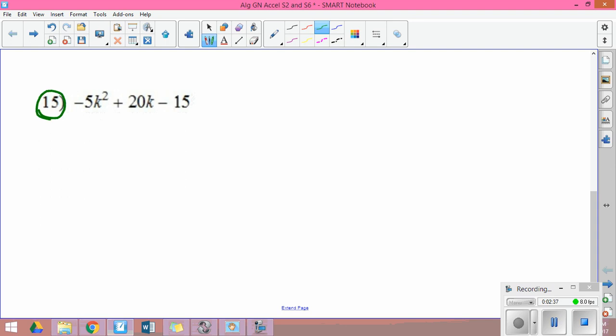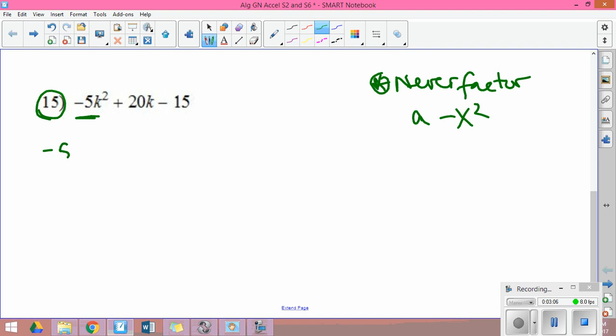Now number 15 is interesting because number 1, we do have a greatest common factor. So we're going to pull out a 5, but more so, we're going to take out a negative 5 because we never factor a negative squared term. You always want to factor out a negative 1, or a negative coefficient, so that you get that positive squared term. So I'm going to take out a negative 5. That leaves k squared. 20 divided by negative 5 is going to be minus 4k. Negative 15 divided by negative 5 is going to be positive 3.